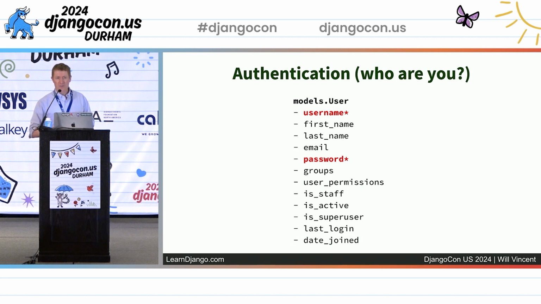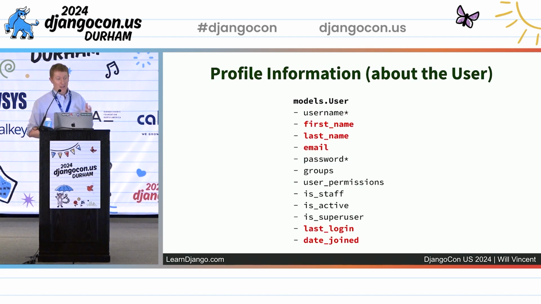So authentication, who are you? You only need 2 fields. And again, they're the ones that are required, but we get a lot more. 5 of the 12 are what I would term profile information. So information about the user: first, last name, email, last login, date joined.